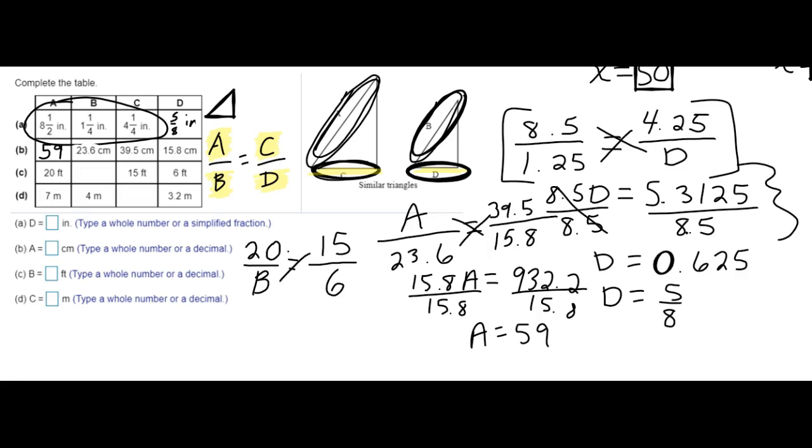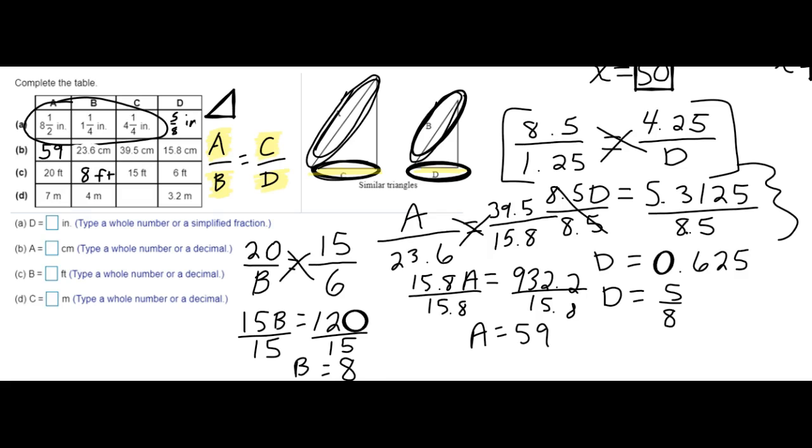So now we're going to cross multiply. 15 times B is 15B. 20 times 6 is 120. Divide both sides by 15. That gives us B equals, calculator tells me that's 8. And so our B is 8 feet. 20 to 8 is the same as 15 to 6.